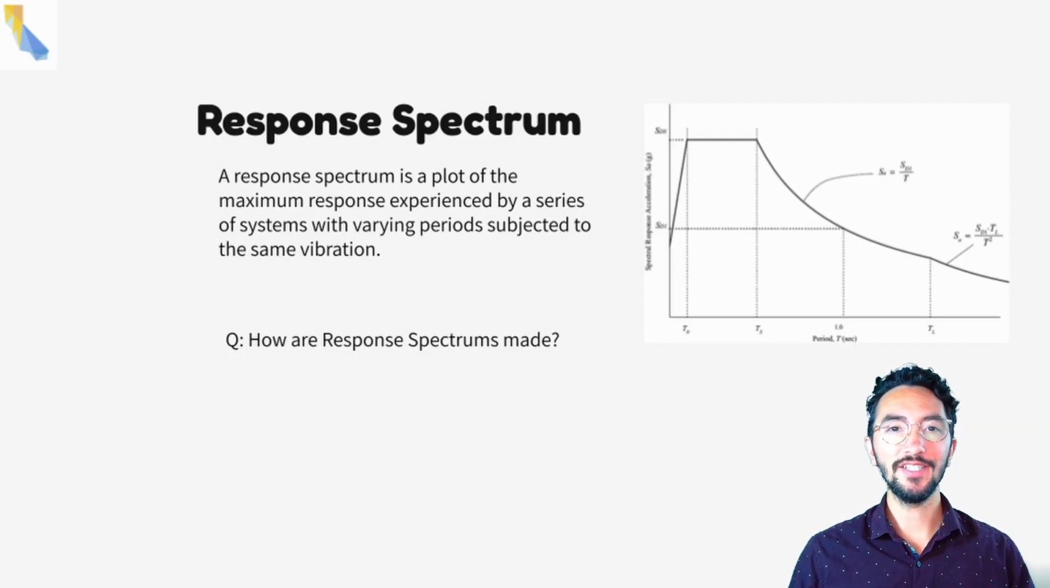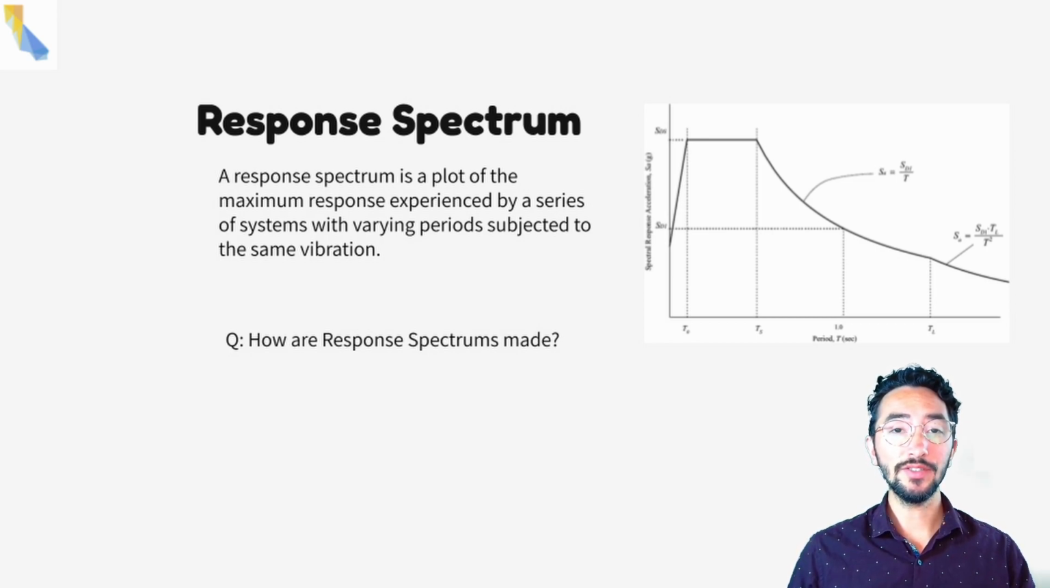I want to introduce the idea of a response spectrum. If you haven't seen this before, it's something that you're going to be using in ASCE 7 and you'll definitely use on the seismic exam. But it's basically a plot of period versus spectral acceleration, velocity, or displacement. This answers the question of how do I know what the maximum acceleration is going to be from a ground motion for a building of a specific period.